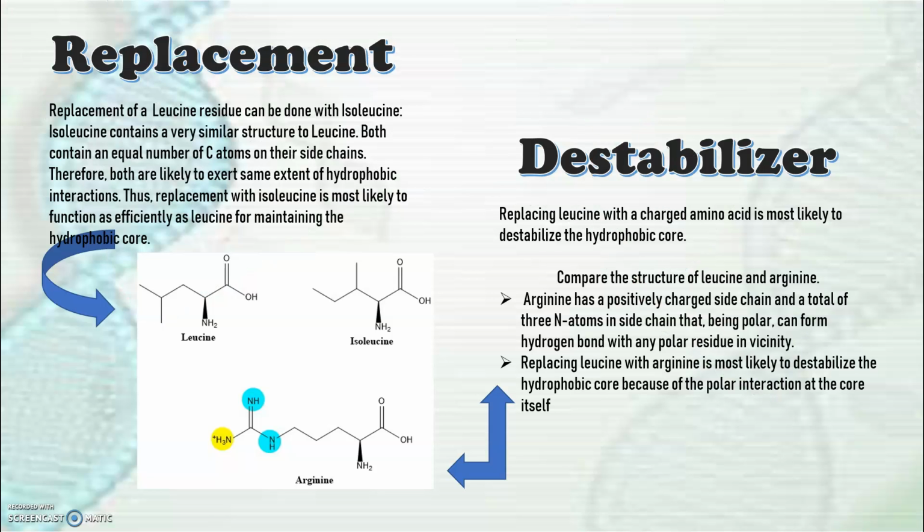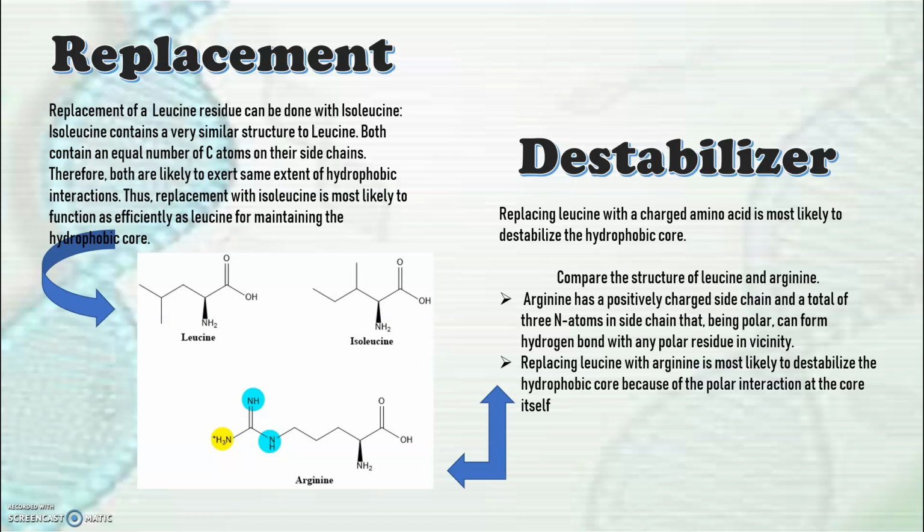Replacement. When trying to replace leucine residues, you can do so with isoleucine. Isoleucine contains a very similar structure to leucine. If you look below, I've posted a picture. Both contain an equal number of C atoms on their side chains. Therefore, both are likely to exert the same extent of hydrophobic interactions. Thus, replacement with isoleucine is most likely to function as efficiently as leucine for maintaining the hydrophobic core.